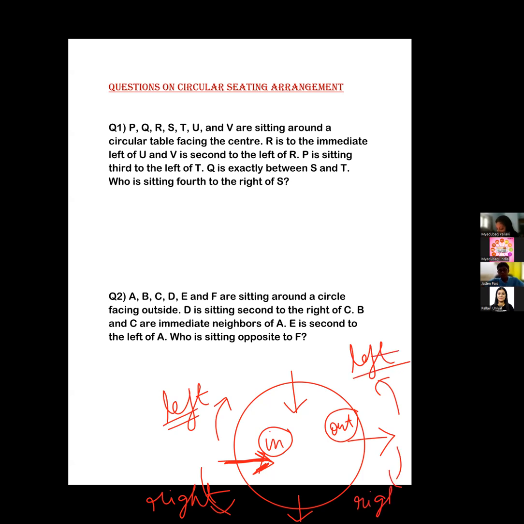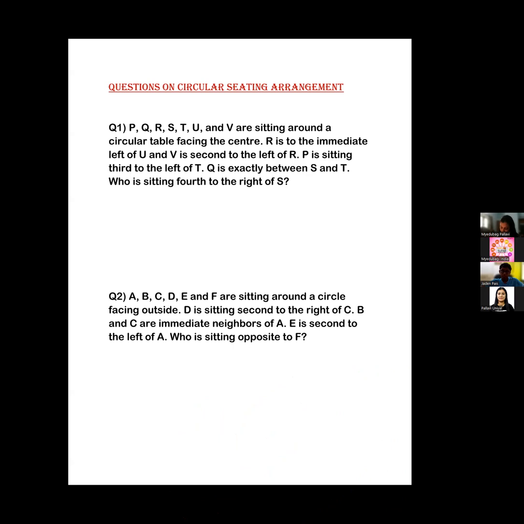And as I said, you can visualize it also. If you're sitting like this, where will be left? Left will be this side only, right? So you can visualize yourself sitting at this point, and whatever will be your left and right, you can apply it on this. Is that fine? Shall we start with the questions now? Okay. So let's start with the first one.